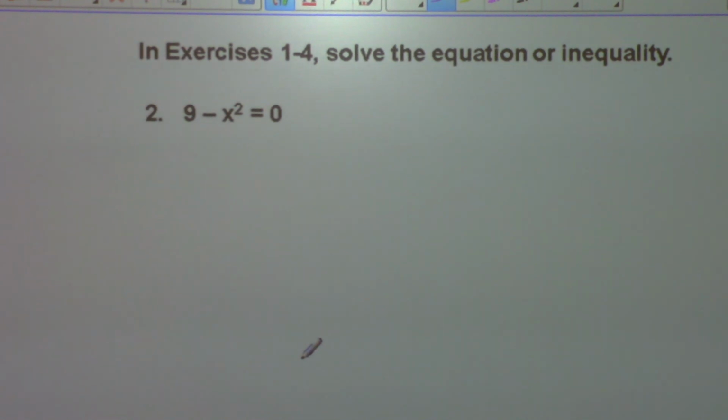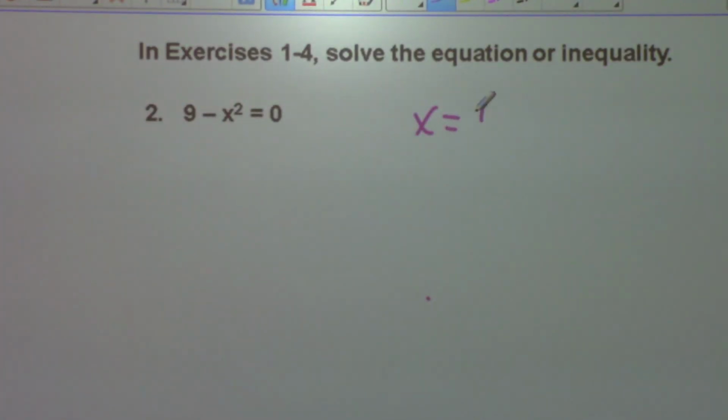Okay, this one right here. Take a minute and work this one out. Okay, what you should get for this one, Kayla showed it to me. Your answer to this one should be x is equal to plus or minus 3. That's what I got.